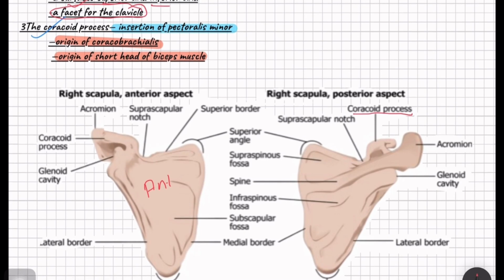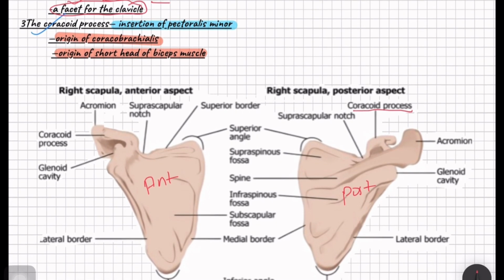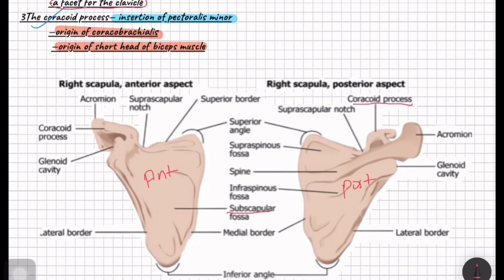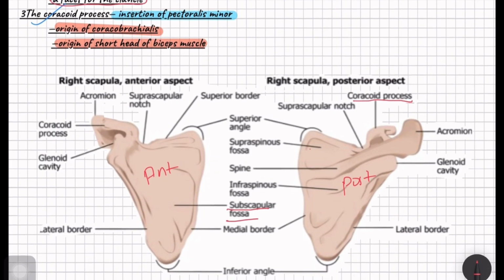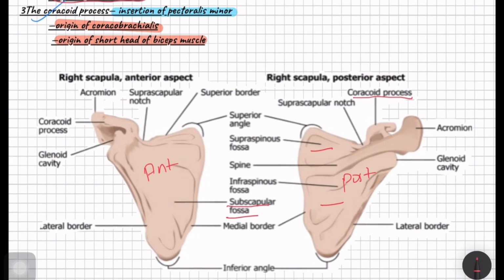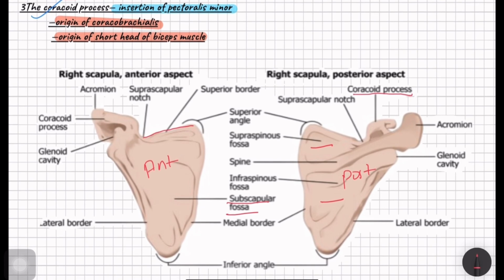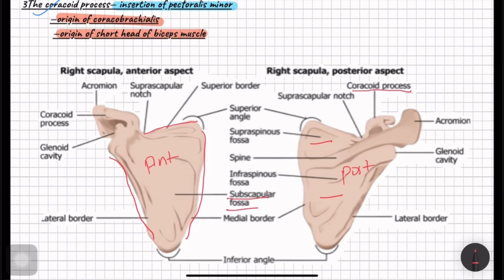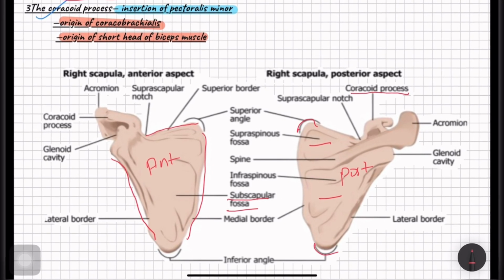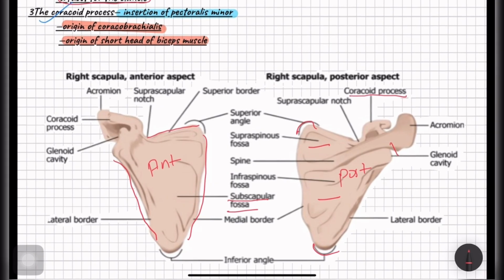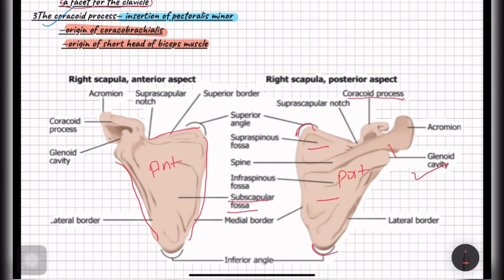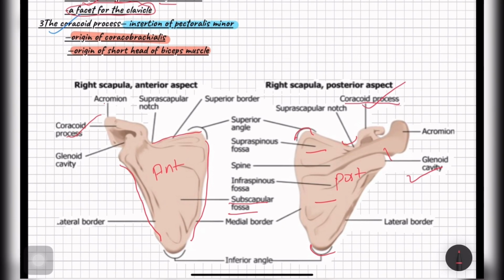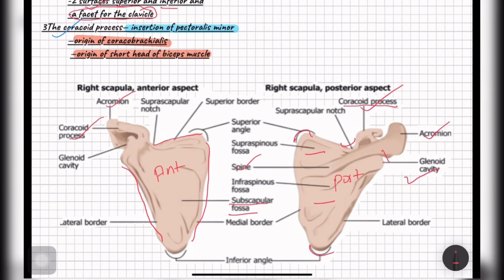For the quick summary, this is the anterior surface and this is the posterior surface. In the anterior surface we have the subscapular fossa, and the posterior surface is divided into a smaller supraspinous fossa and a larger infraspinous fossa. It has three borders, that is superior border, medial border and lateral border, and it has three angles, that is superior angle, inferior angle and the lateral angle. This is the glenoid cavity in the lateral angle. This is the suprascapular notch in the superior border, and that is the coracoid process, acromion process and spinous process.